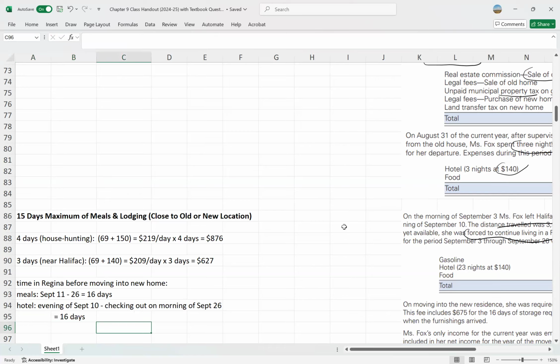So this one also works out evenly because when you think about it, we're going to have meals of 69 and the hotel again was 140. So this is going to be 209 per day times 16 days. And this is going to be 3,344. Now we've exceeded the 15 days because we had 4 days here, 3 days here, and we have 16 days here. So we have now exceeded the 15 days. We'll come back to this. We'll deal with the rest of the question first, and then we'll come back and figure out which 15 days we're going to take.